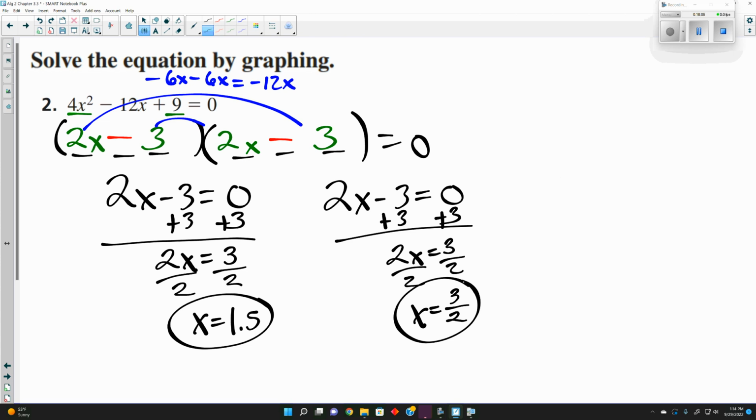Halves, or we could say x equals 1.5. We don't have to list both. We can if we want. But we can also just list it as 1.5 or 3/2. I will take either version.